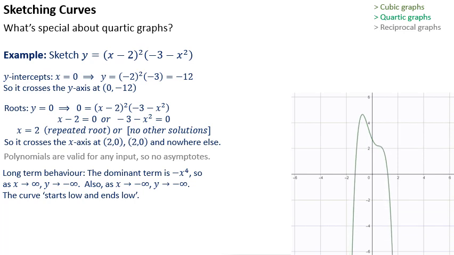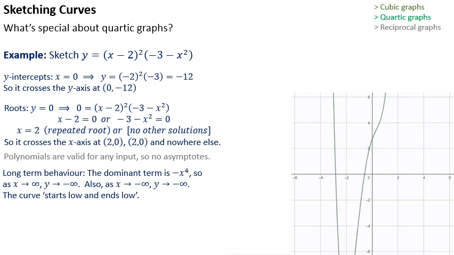So the last thing we start looking for is the long-term behavior of the curve. We want to know what happens as x gets very, very large and what happens as x gets very, very low. So for big positive numbers, for big negative numbers. The dominant term here is -x to the 4. You might need to expand out the brackets a little bit, but remember we only care about the most significant term, so you don't need to expand out the whole thing.